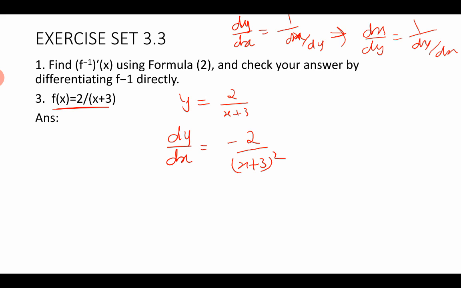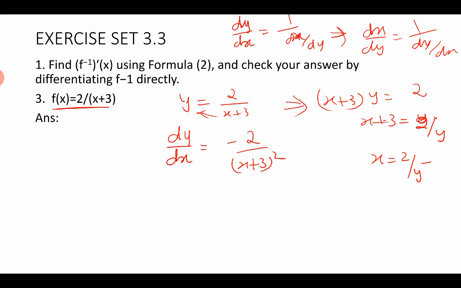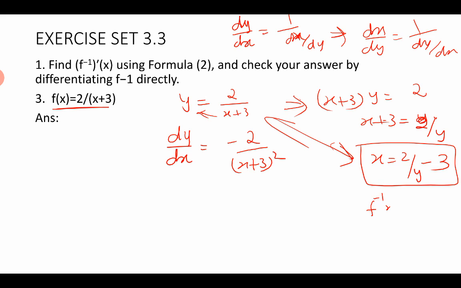So its inverse is nothing but given here. Cross multiply this one: x plus 3 times y is equal to 2. x plus 3 is equal to 2 over y. x is equal to 2 over y minus 3. This is actually the inverse function of this one. You can write the function f inverse of x is 2 over x minus 3, just to replace the variable by x, so everything is in x. That's it.